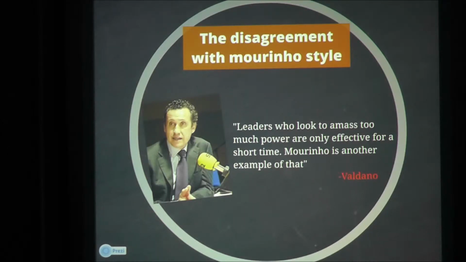So an ex-Real Madrid player called Valdano says a leader who takes power like Jose Mourinho is not for the long term, it's for a short period of time. So they can only be effective for a very short period of time. We see the example of that when he was at Real Madrid. He was good at the beginning, but he failed to carry on his leadership.